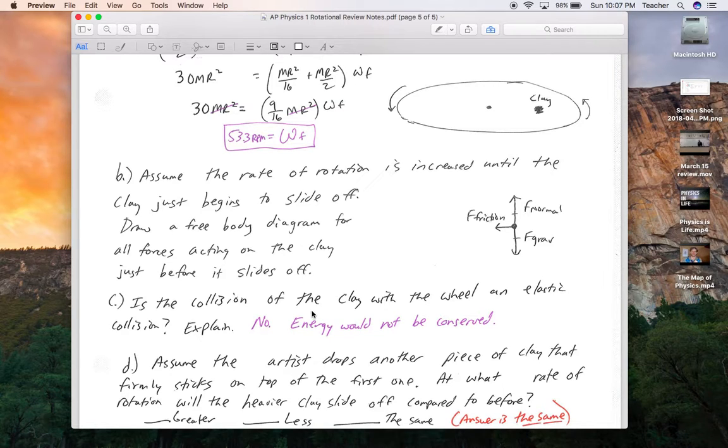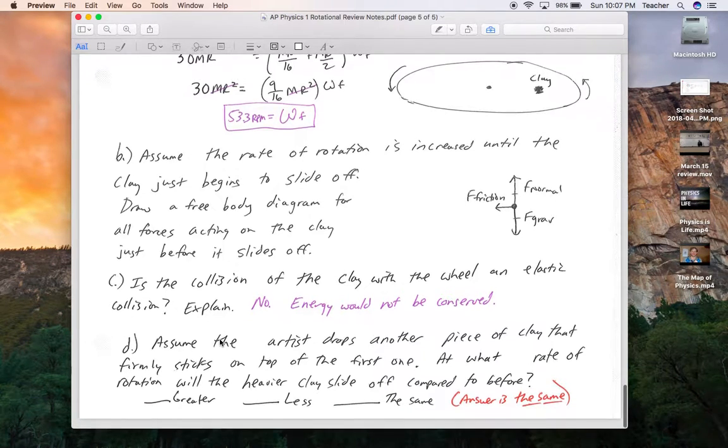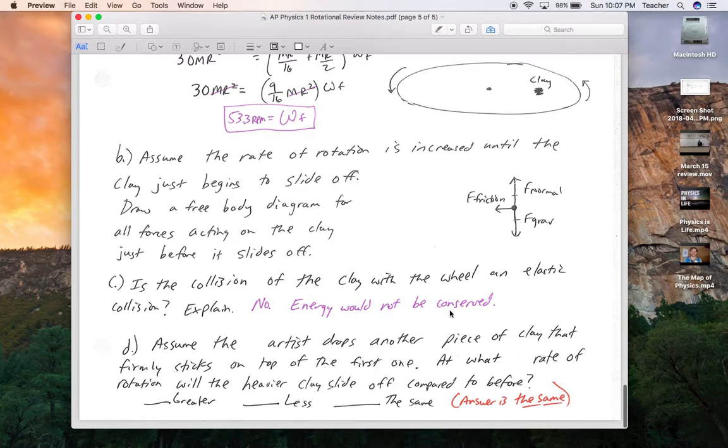Next is the question, elastic or not. That was way too simple a question. I don't think the AP would do that. They might ask you if something's an elastic collision if the clay were to bounce up off of it, which would be a little harder to figure out. The idea is elastic collisions have mechanical energy conserved. That does not ever happen when objects stick together, and that's why this is an easy question.